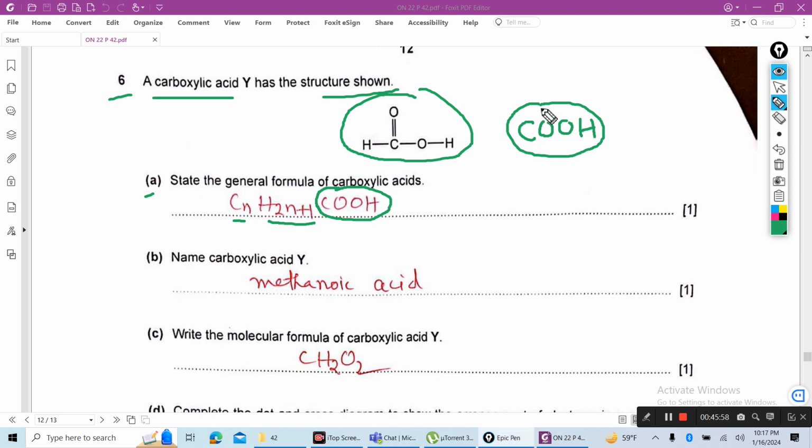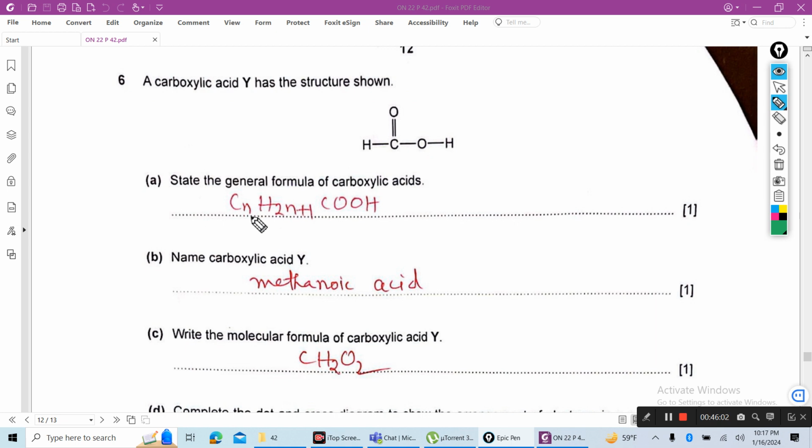COOH is the functional group and CnH2n+1 COOH is the general formula of carboxylic acid.